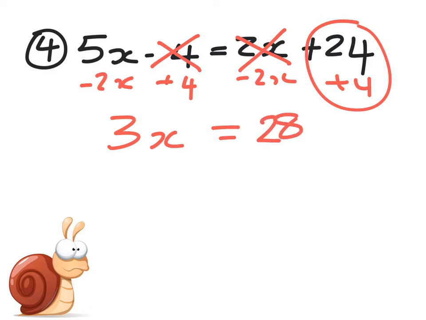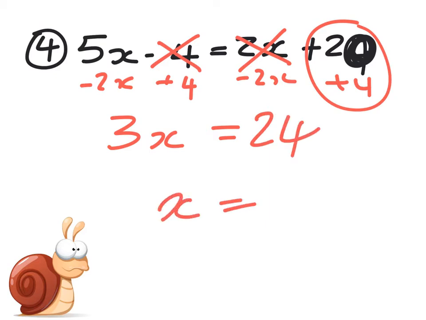Oops, I've just realised I've copied the question wrong, guys. It should have been 20 up here, shouldn't it? Okay, so 20 add 4 is not 28. Let me see if I can rub this out. Here we go. Right, so 20 add 4 is 24. 3x is 24. That allows you to work out what x is.